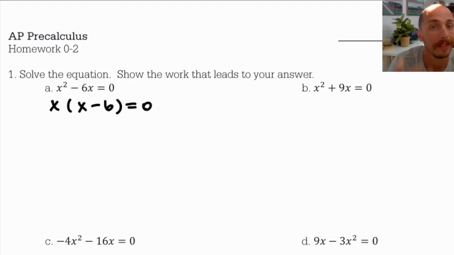Okay, if it wasn't already set equal to 0, I would need to do some work to make sure it was equal to 0 first. I'm sure that'll happen later in this problem set. Okay, but now that I've got two things multiplied together equaling 0, I can say one of them has to be equal to 0. So it's either the case that x is equal to 0, or it's the case that x minus 6 is equal to 0. And if x minus 6 is equal to 0, that would mean that x had to equal 6.